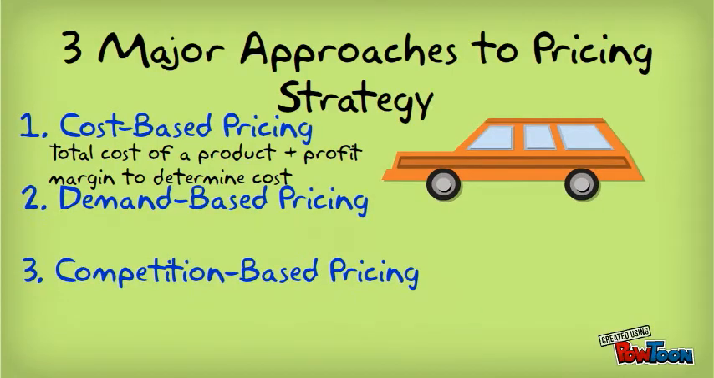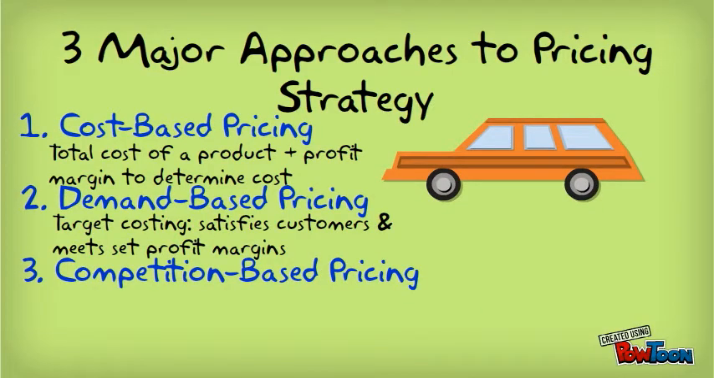Next, you have demand-based pricing, which is based on target costing. It satisfies the customer and it meets the set profit margins. You first determine what a customer would be willing to pay for said product, then you subtract your desired profit margin, and you come up with the amount of money you can spend on production.